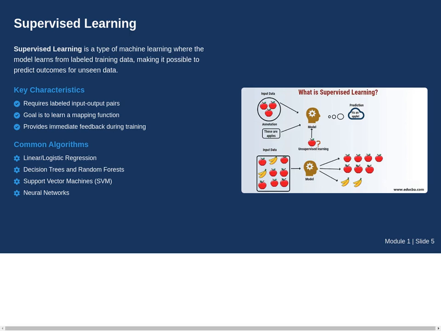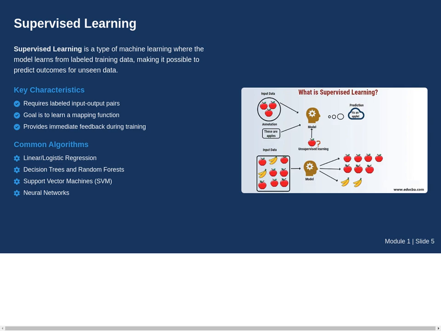Supervised learning is the most common type of machine learning. In supervised learning, the model learns from a labeled dataset, meaning each data point has a corresponding output or correct answer. The goal is for the model to learn a mapping from inputs to outputs so it can predict the output for new, unseen data. Think of it like a student learning with a teacher providing the answers.